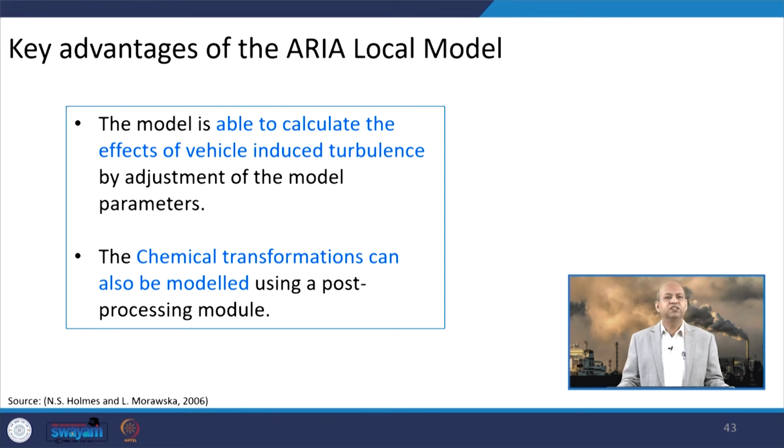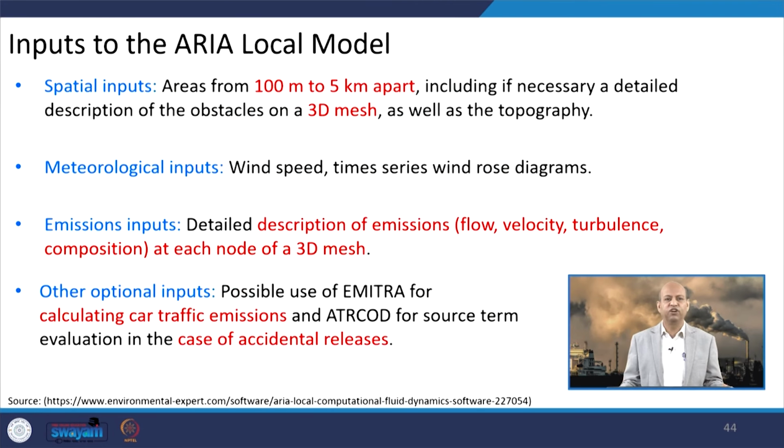Some advantages are there, like it can calculate the effects of vehicle induced turbulence by adjustment of the model parameters, and the chemical transformations can also be modeled using post processing modules. So, it is not necessary that you have to assume inert gases, non-reactive pollutants. It can also be used for secondary aerosols or those kind of things. So, that way it is a very good model for estimating the concentrations in different ways using different modules.